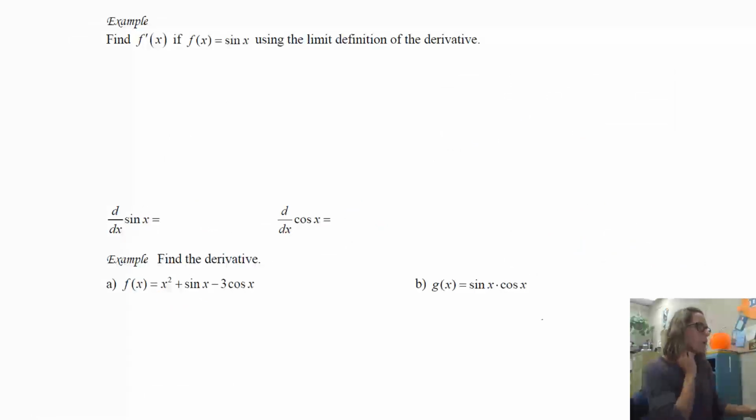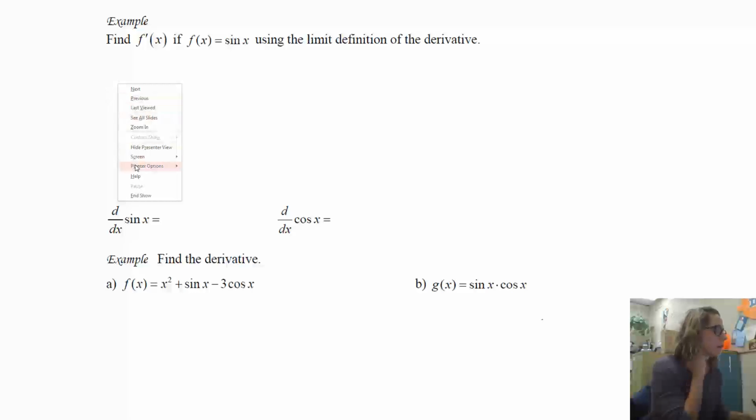All right, so here we're on the next page, and the whole point here is now to find the limit definition of the derivative for sine of x. So really big deal here for sure, because now we're actually going to find the derivative. So I have figured out how to change the color, so that's exciting.